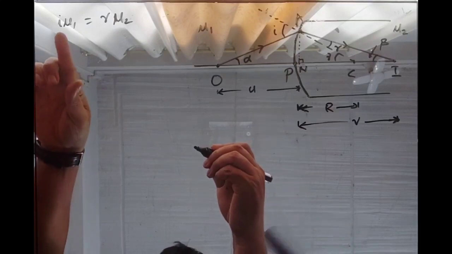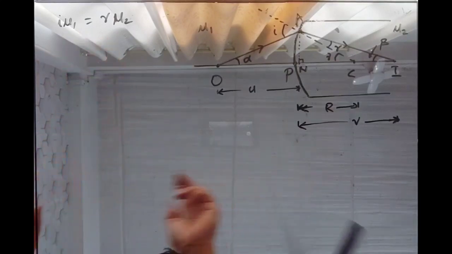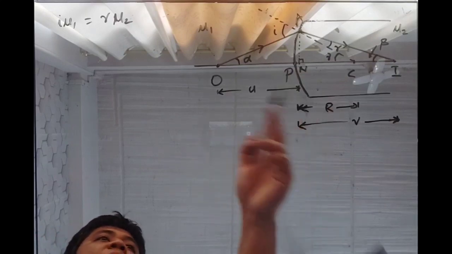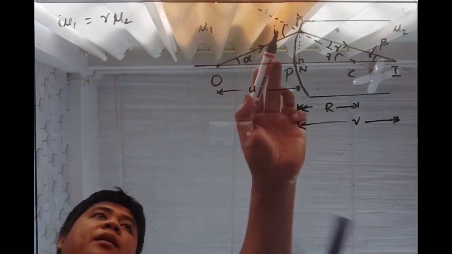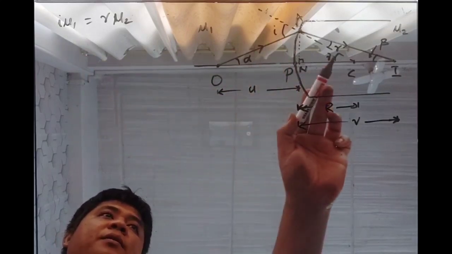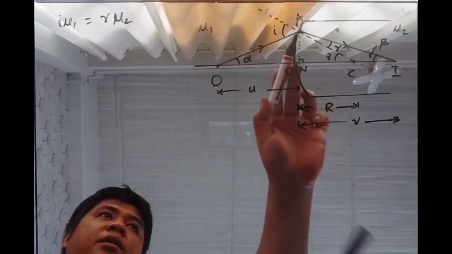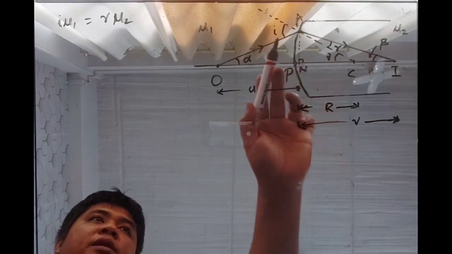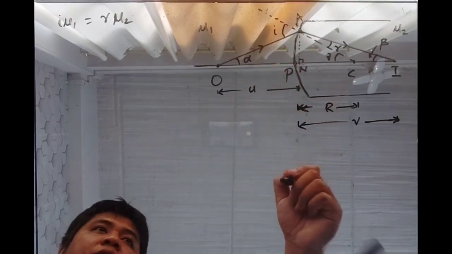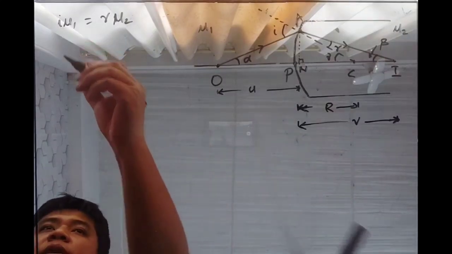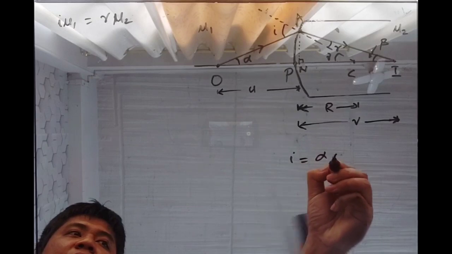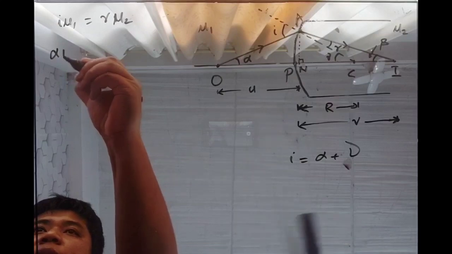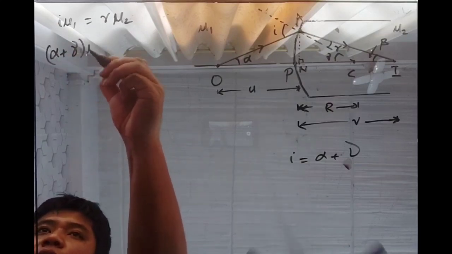Here we are going to calculate the value of I and R in terms of alpha, beta, gamma. Let us apply the exterior angle theorem. If you look at this triangle AOC, alpha and gamma are the interior angles, and I is the exterior angle. So I is alpha plus gamma. So you can replace I with alpha plus gamma, into mu1.